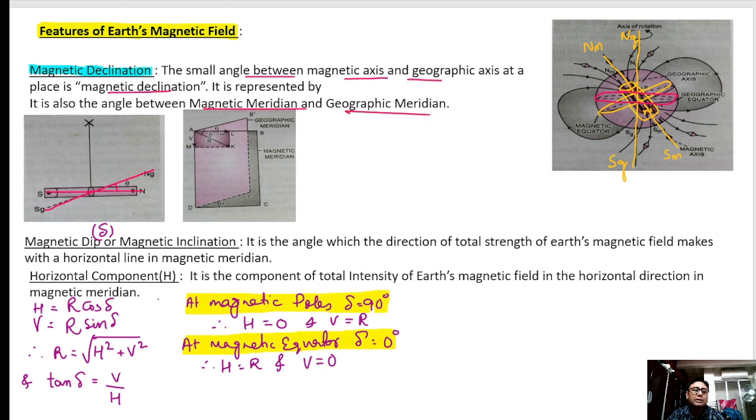What is magnetic meridian and geographic meridian? A plane drawn along the magnetic axis is called the magnetic meridian, and the plane along the geographic axis will be called the geographic meridian, and the angle between them is called the magnetic declination. Clear?